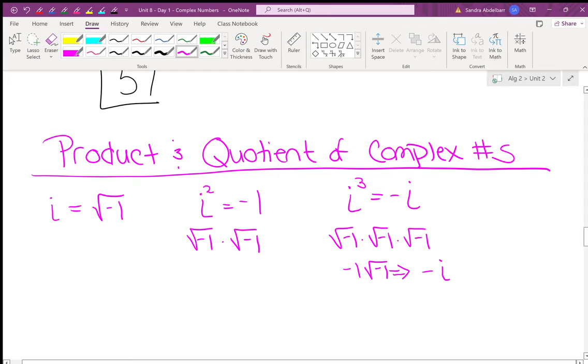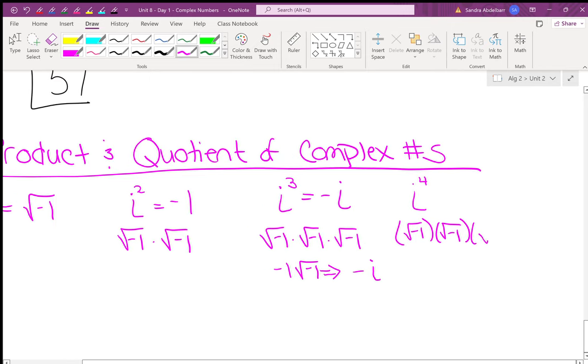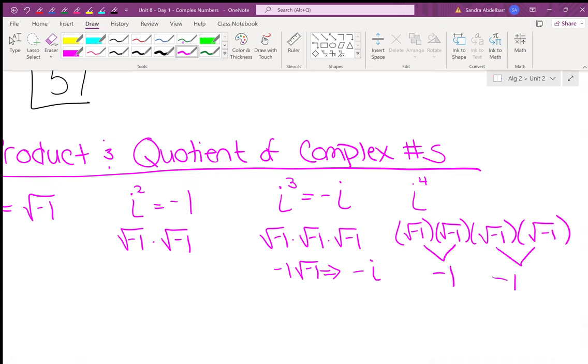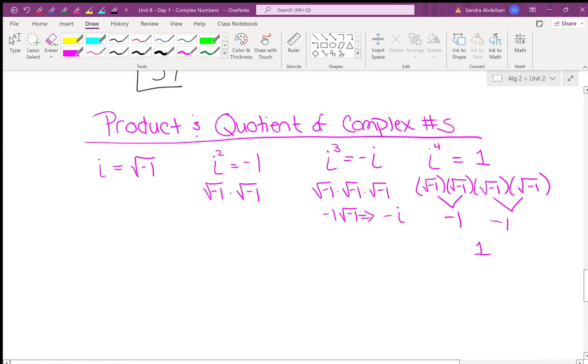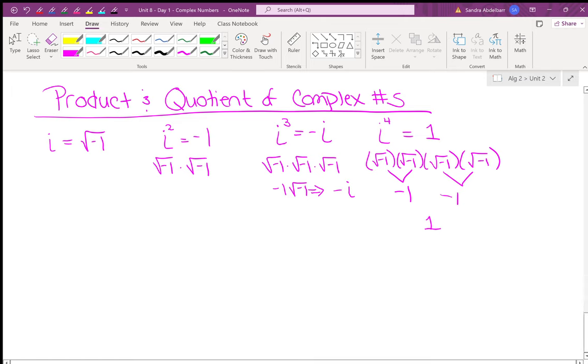All right, so then what about I to the fourth? So this is the root of negative 1 times the root of negative 1 times the root of negative 1 times the root of negative 1. So this is negative 1 times negative 1, which is 1. You will need to memorize this, okay?